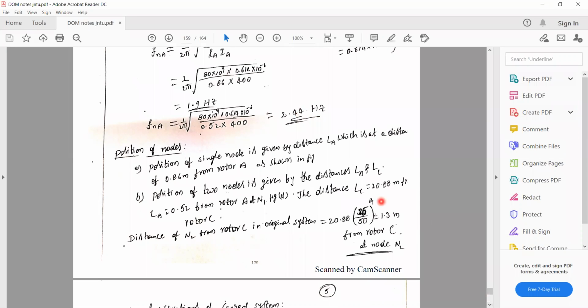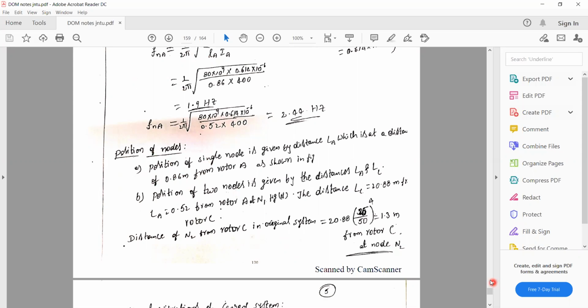If you find out only one frequency, why? Because at rotor A, rotor B, rotor C, all are going to be the same. So that's why I have to calculate any one. LA is known, so that is there. And now the position of nodes. Another determining value is the position of the nodes.